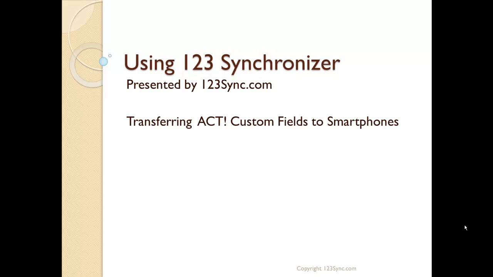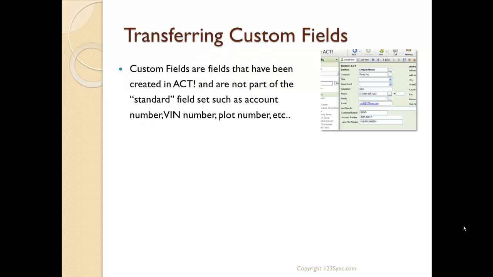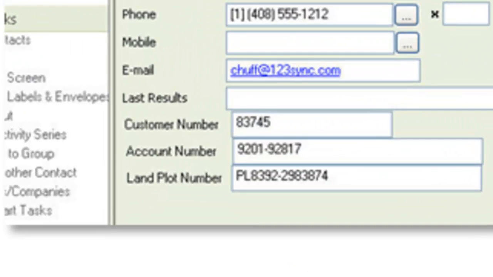Welcome to our tutorial on transferring ACT custom fields to smartphones. Custom fields are fields that have been created in ACT and are not part of the standard field set of ACT, such as account number, VIN number, plot number, any field that you create in ACT. In this example that we see here, we have customer number, account number, and land plot number, which are numbers that are related to this contact.